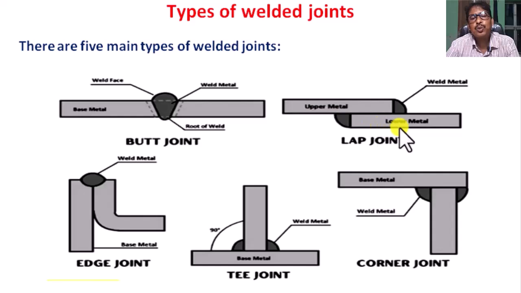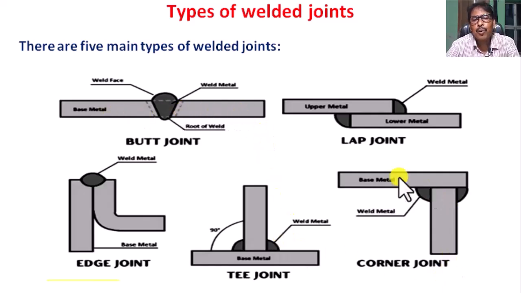upper material, this is lower material, this is welded metal, this is the H joint, this is the base material, this is base material, this is welded material, this is the T joint, this is the base material, this is 90 degree, this is welded material, this is the corner joint, this is base material, this is base material, and these are welded material. In butt joint, 2 pieces are joined end to end, usually for connecting pipes and plate.